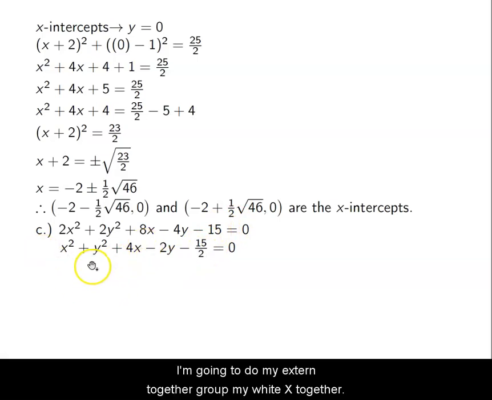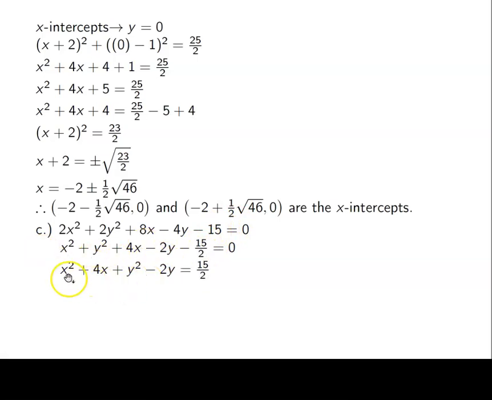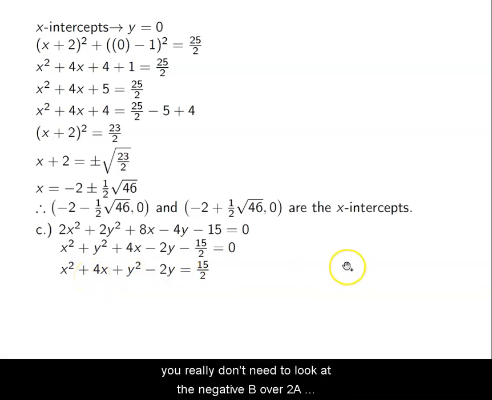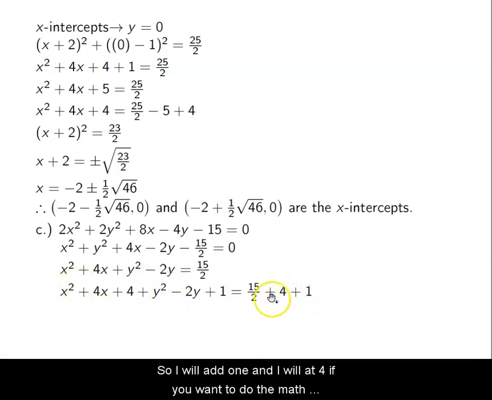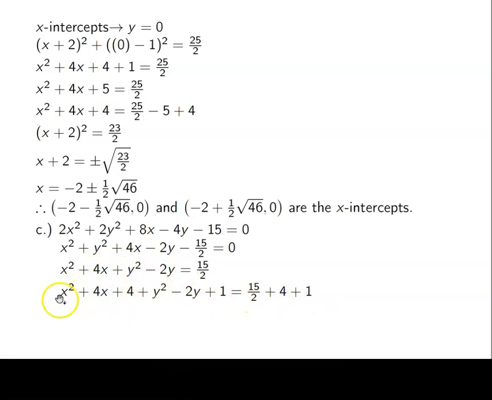I'm going to group my x terms together, group my y terms together. X squared plus 4x, y squared minus 2y, and I'm going to complete the square. So this one is very easy. As long as you're familiar with factoring, you really don't need to look at the negative b over 2a squared term. To complete this, it's going to be a 4. To complete this is going to be a positive 1. So I will add 1 and I will add 4. If you want to do the math just to verify that, but we should be quite familiar with these perfect squares because they come up fairly often.